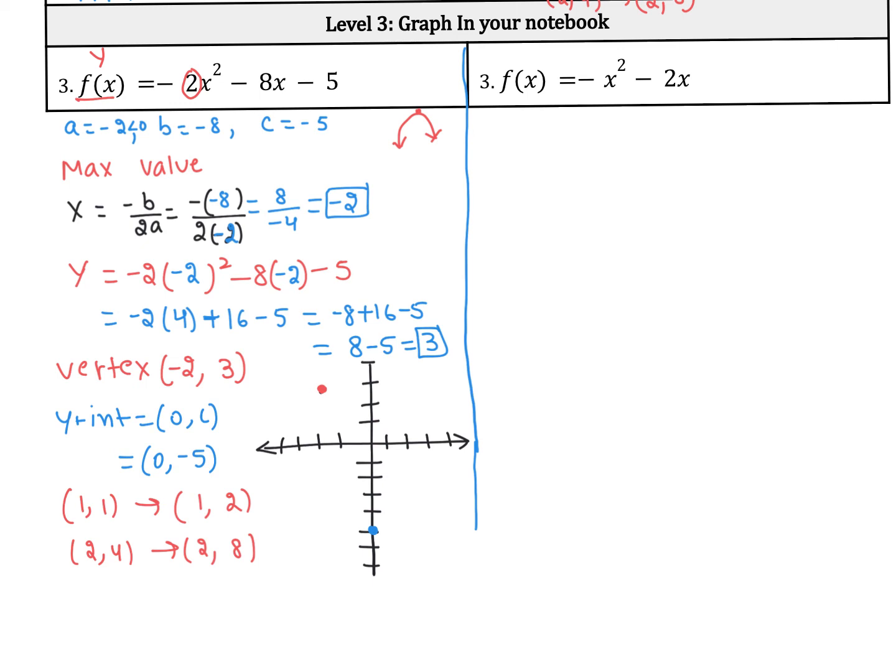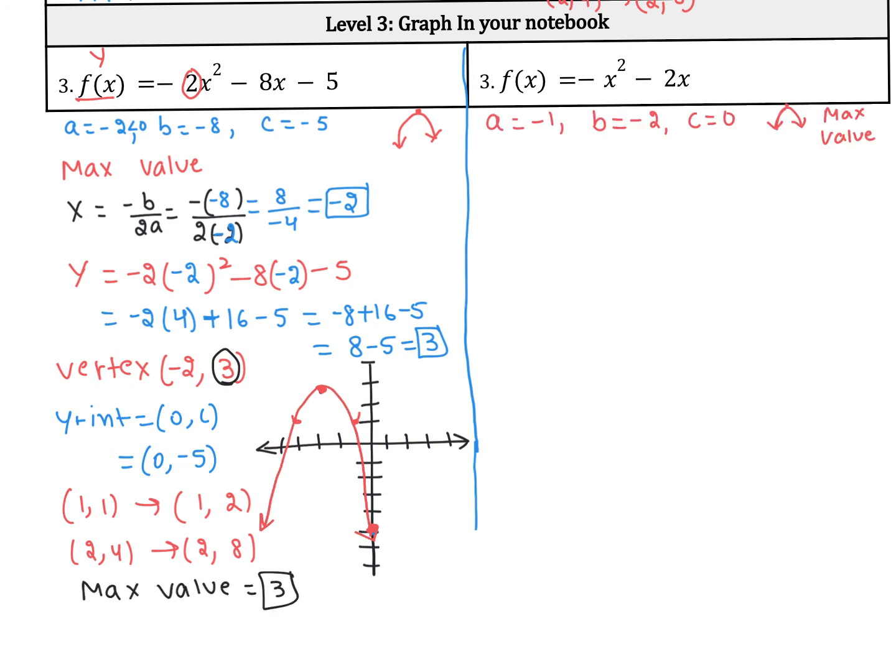So you go 1 over 2 down, 1 over 2 down, and then the next point is the y-intercept, that is 0, negative 5. So the graph is going to look like this, and that's going to be a downward-facing graph with the maximum value. So the maximum value is the y coordinate of the vertex, that's going to be 3.